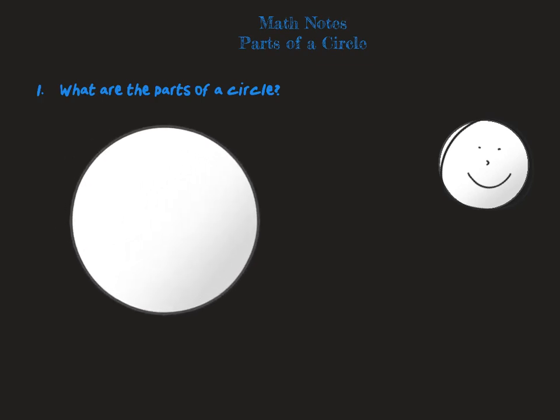So, I think that the first part that we need to talk about when we're talking about parts of a circle is the center. So I'm going to try my best to make it the center. Let's see if I can pull this off. Somewhere like maybe around here. So let's say that center point is point A. Point A is the center. Center of the circle, or just the center.